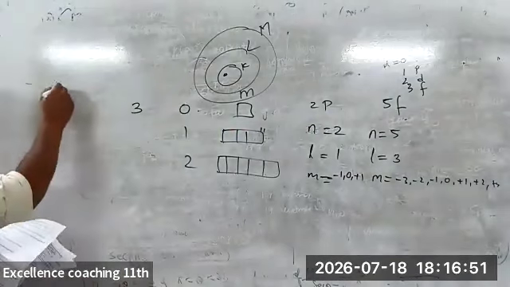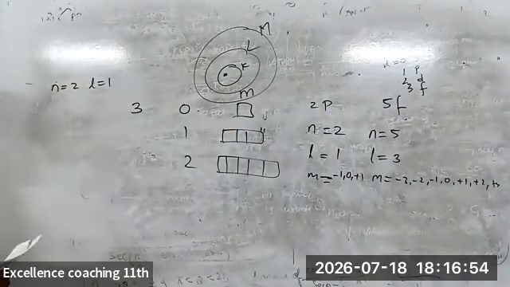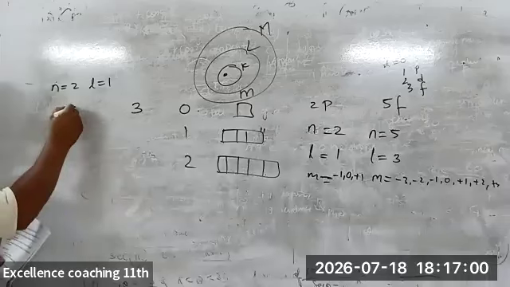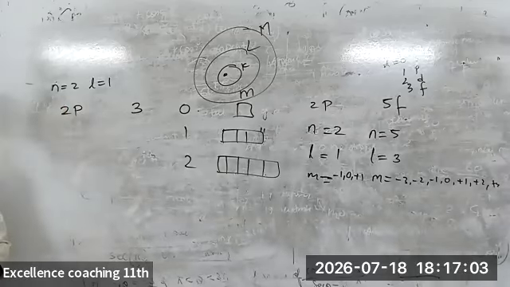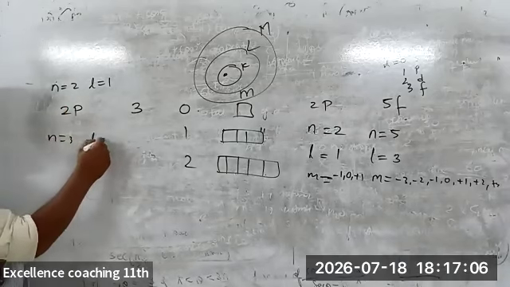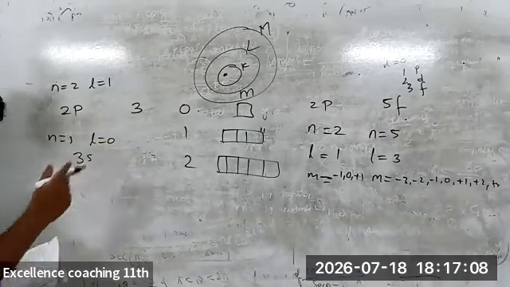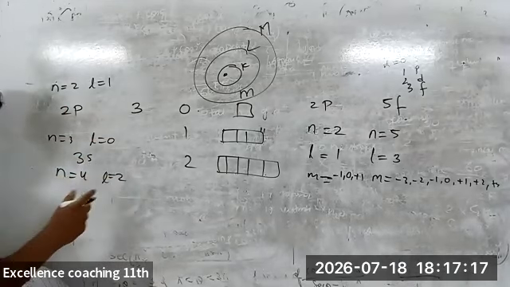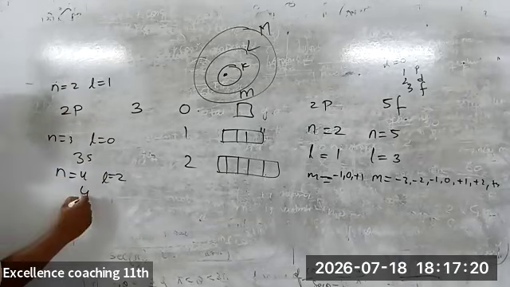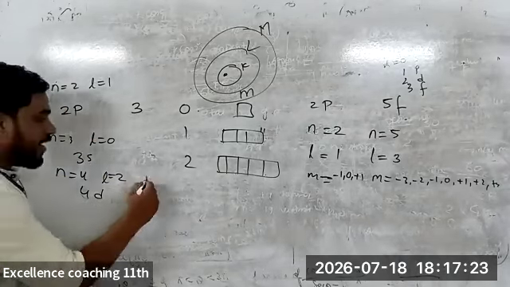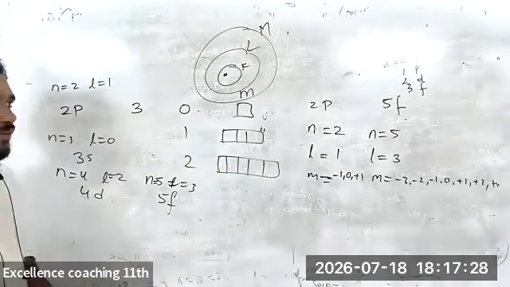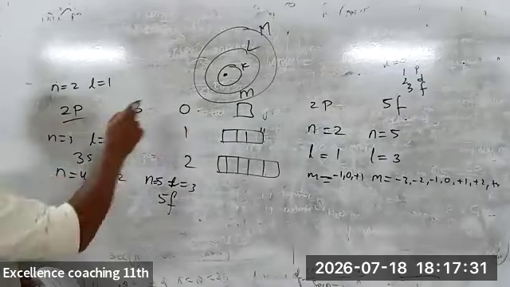Okay, tell me the notation of this. N is equal to 2, L is equal to 1. Name the subshell: 2p. Next, n is equal to 3, l is equal to 0: 3s. N is equal to 4, l is equal to 2: 4d. N is equal to 5, l is equal to 3: 5f. Same thing is given here. 2p is also given here.